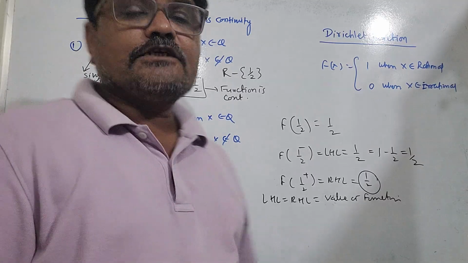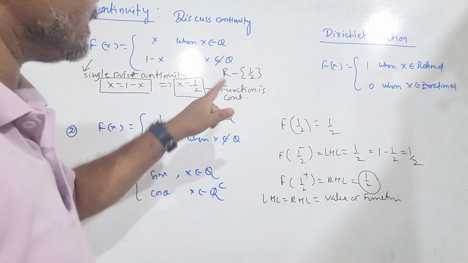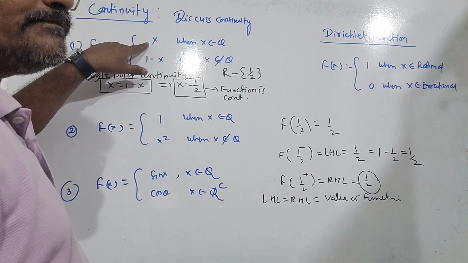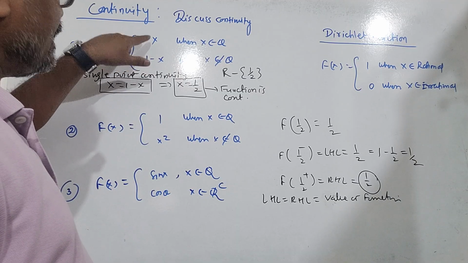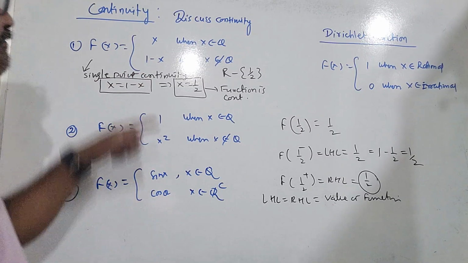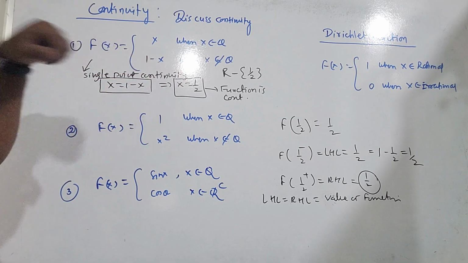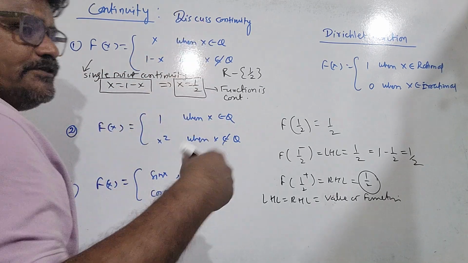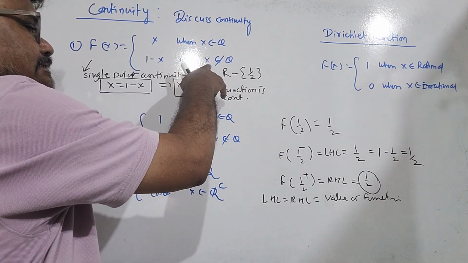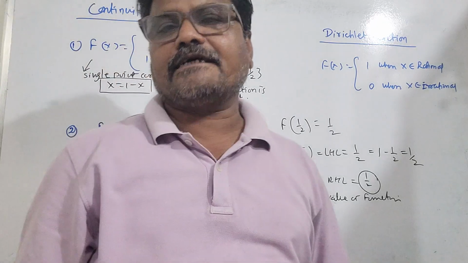If you want to check for the other real numbers except this 1 by 2, say suppose I want to check at 1. f of 1 is 1. Okay, the value of the function is 1. And the right hand limit we will have 1. And in the left hand limit, what we will have? 1 minus 1, that is 0. Okay, so in both the cases, see, if you use this rational definition for the right hand limit, you will get the answer 1. Or if you use this definition for the left hand limit, you will get the answer 0. Therefore, it is not continuous at x equal to 1.